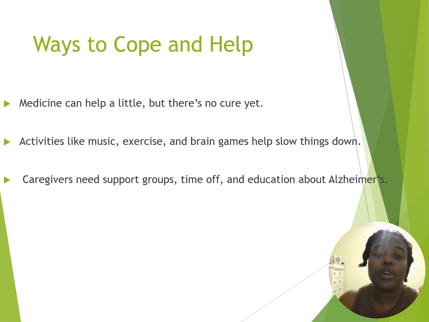There's no cure for Alzheimer's as yet, but there are ways to help. Medicines can slow things down a little. Activities like listening to music, exercising, and doing brain games can help too. And caregivers need support, education, and time for themselves to stay healthy.